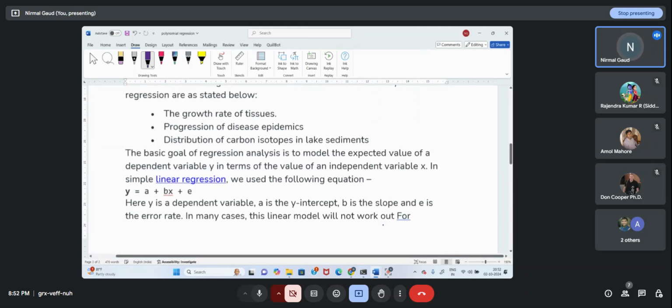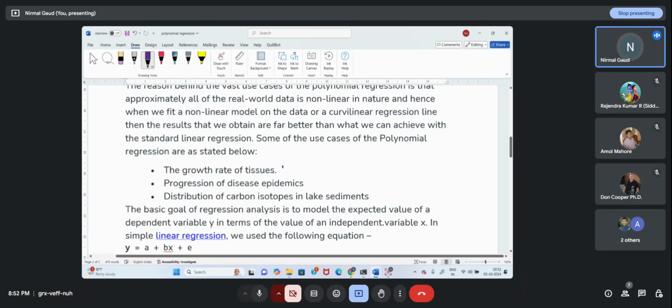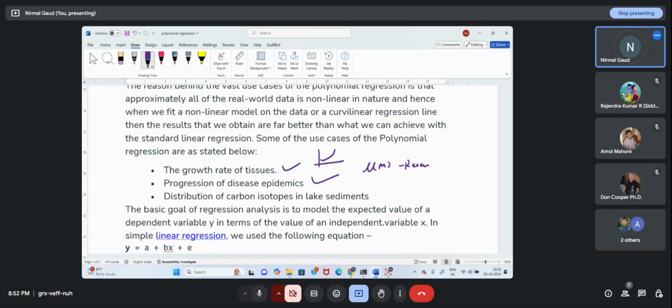Applications for polynomial regression: the growth rate of tissues, which is not always linear, disease epidemics, or I would say LLM research. That is exponential, that is not linear. So these are the applications.